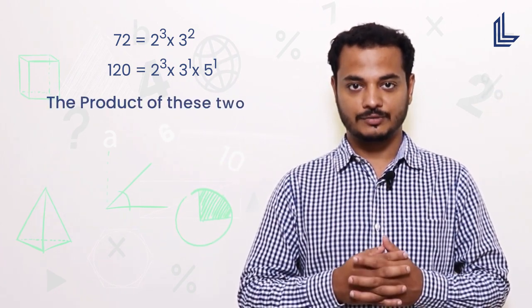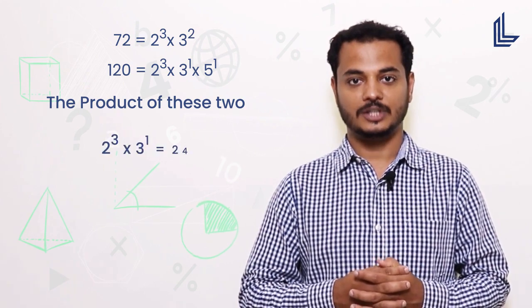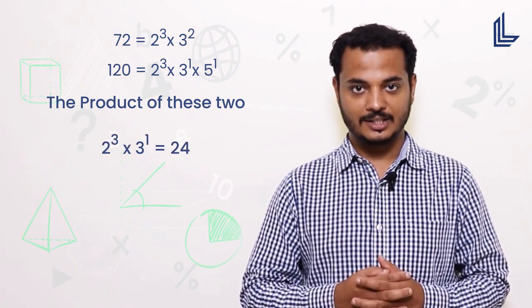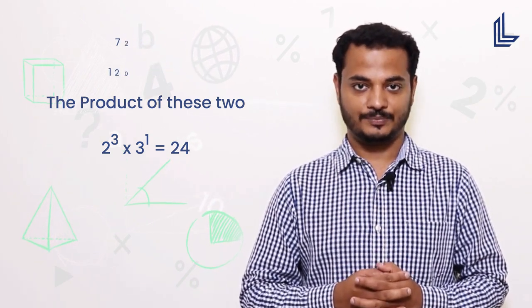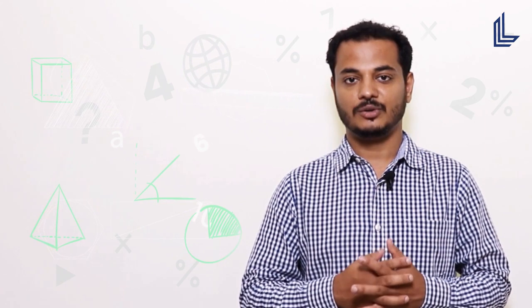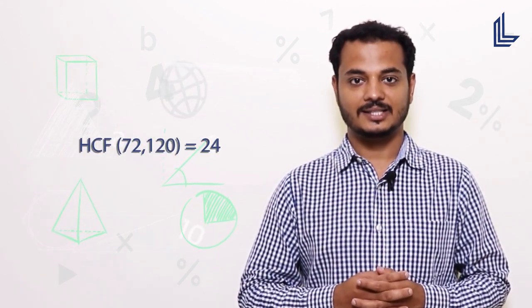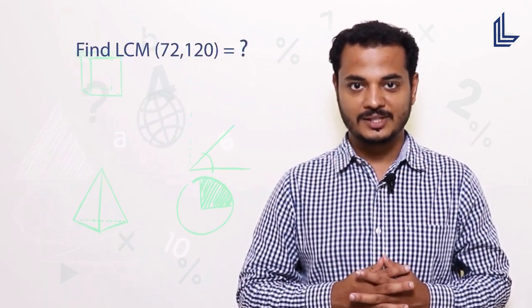Now the product of these values that you have taken out, that is 2 cube into 3 power 1, will be the HCF. And what is that? 2 cube is 8. So 8 times 3 is 24. So there you go, you just found out the HCF of 72 and 120 as 24. Now how do you find the LCM of these two numbers?